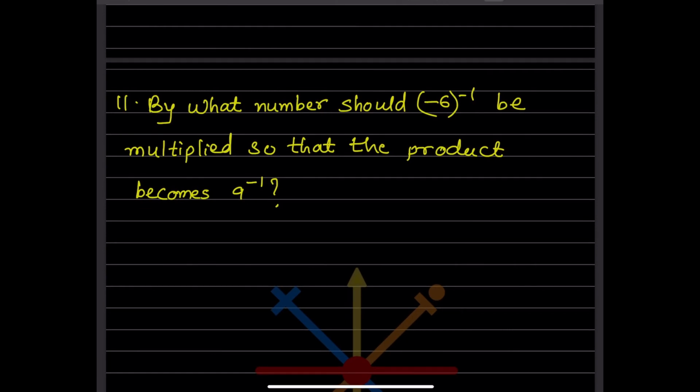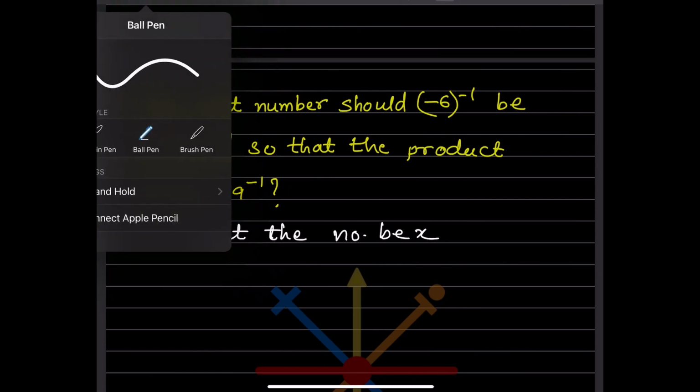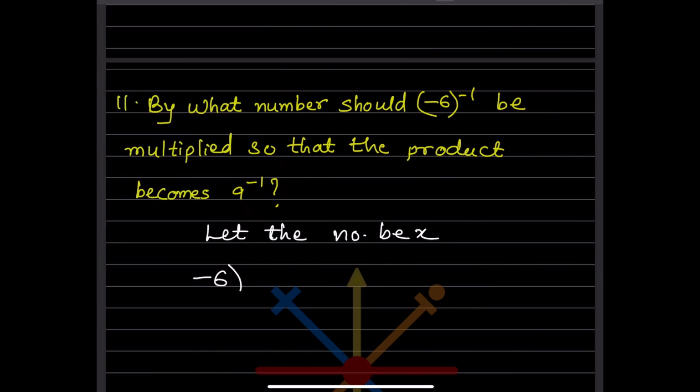Here they have asked, by what number should minus 6 raised to minus 1 be multiplied so that the product becomes 9 raised to minus 1? So now the number is given here, minus 6 raised to minus 1. Before that, let the number be x. So now what will you do here? Minus 6 raised to minus 1, and you are going to multiply by x. And the product becomes 9 raised to minus 1.